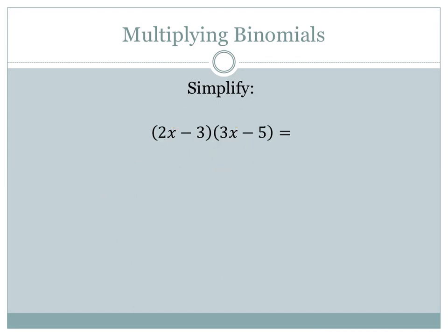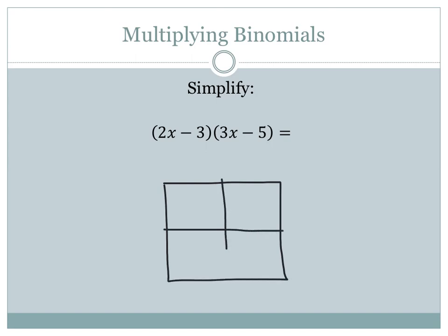Okay, and this one we'll do a box. Both parentheses have 2, so I know I'm going to do a 2 by 2 box again. Okay, so 2x minus 3, 3x minus 5.